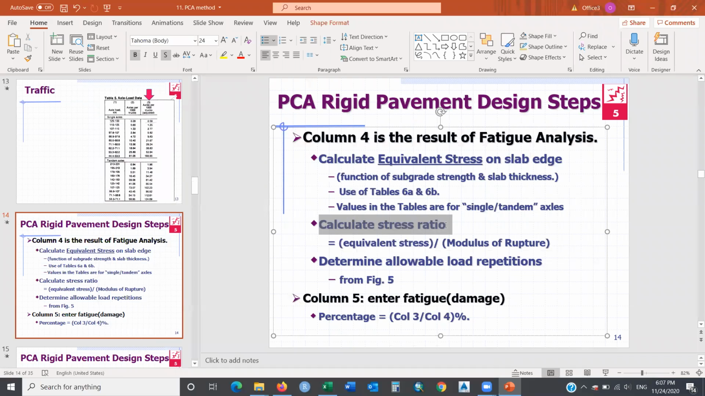The stress ratio is the equivalent stress you calculated before divided by the modulus of rupture of the concrete.